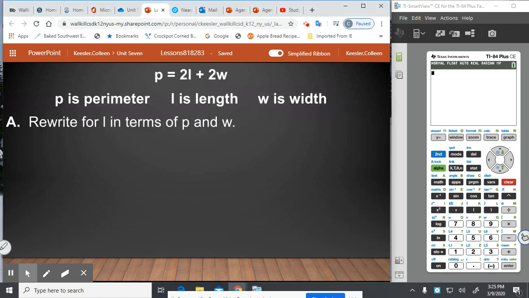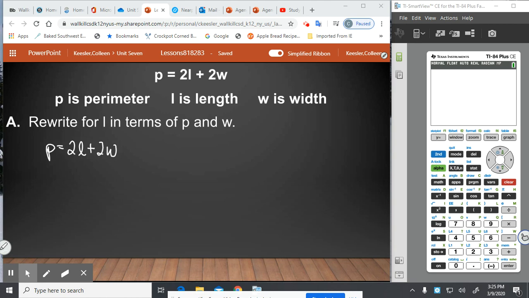In our next equation, we have a familiar one. This is perimeter equals 2L plus 2W, where P is perimeter, L is length, and W is width. So we want to rewrite for L in terms of P and W. So again, we want to isolate the L. So we have P equals 2L plus 2W.